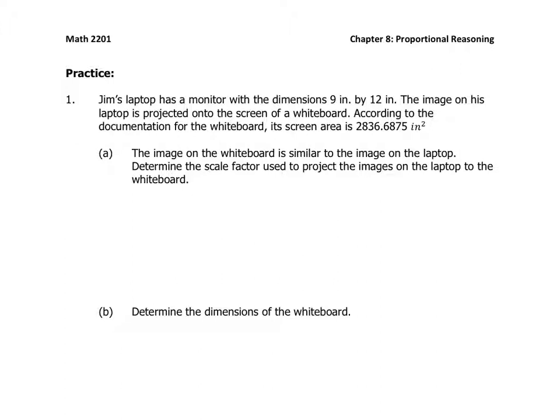So these are some practice questions now. Jim's laptop has a monitor with dimensions 9 by 12. The image on his laptop is projected onto the screen of a whiteboard. According to the documentation for the whiteboard, the screen area is 2,836.6875 inches squared. So the image on the whiteboard is similar to the image on the laptop. So determine the scale factor used to project the image on the laptop to the whiteboard. So this would be a k squared problem again, equals area of image over area of original.